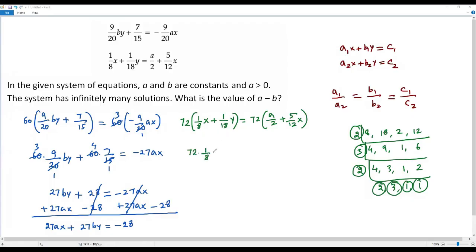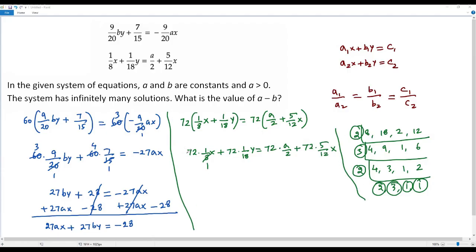Then I'm getting 72 times 1 over 8 times x plus 72 times 1 over 18 times y equals, let's distribute this 72 to the terms inside the parenthesis over here. Then we get 72 times a over 2, plus 72 times 5 over 12 times x. Okay, now let's do some simplification.